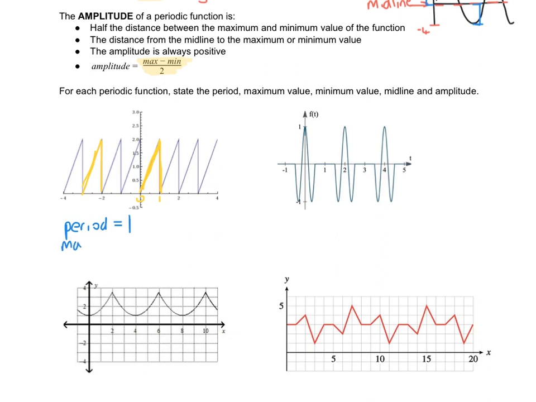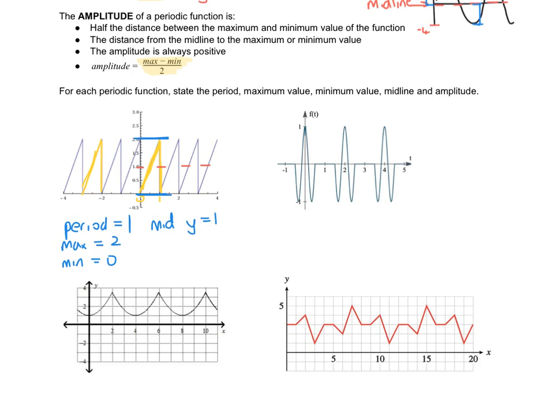My max and min values. My maximum is 2 and my minimum is 0. Here's the max value, here's the min value, the highest and lowest points on our function. So our midline is exactly halfway between 0 and 2, and that we can see is going to be at 1. So for my midline, or my central axis, it is y equals 1.